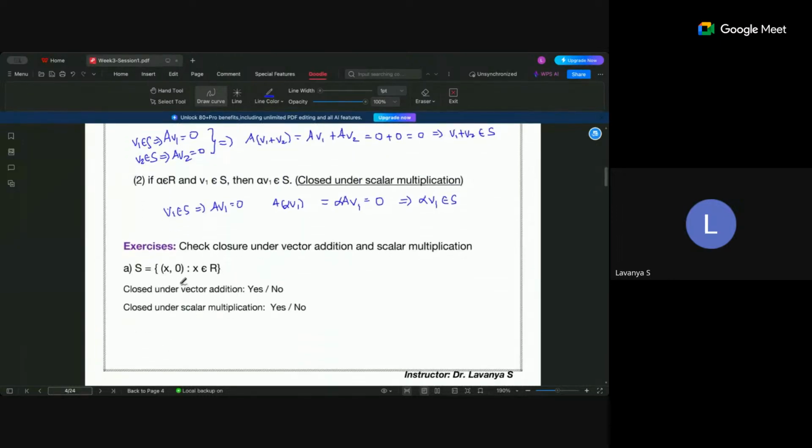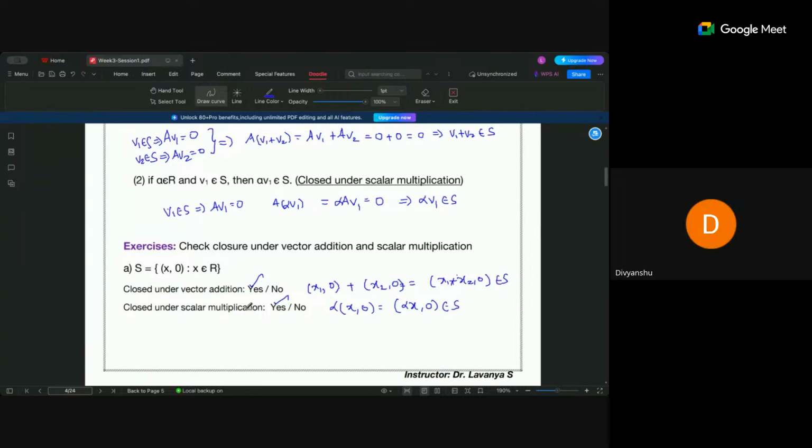For example, look at this set, check whether it is closed under addition. How will you check? You take two elements from the set. What about the sum? Is it also in the set? Yes, x1 plus x2 comma 0. The sum is in the original set. Now what about scalar multiplication? Alpha x comma 0. It also belongs to the original set. So under both operations it is closed, closed under addition as well as scalar multiplication.